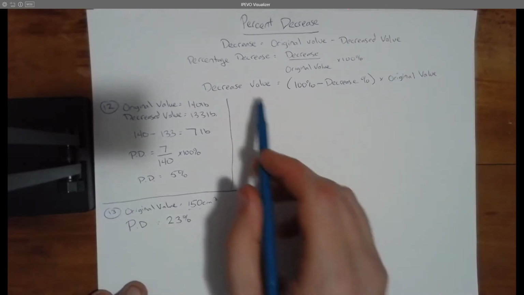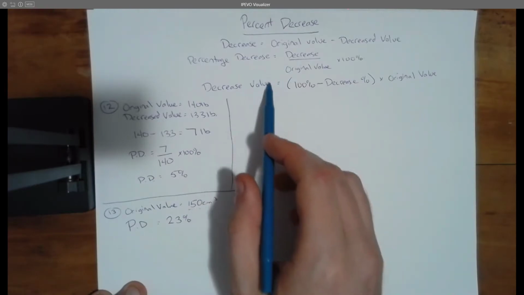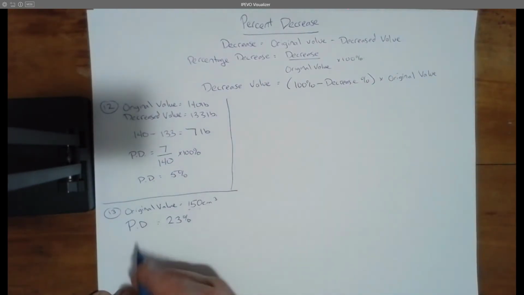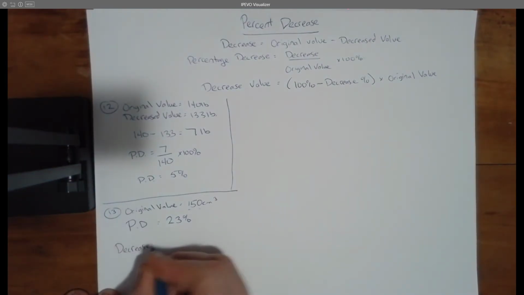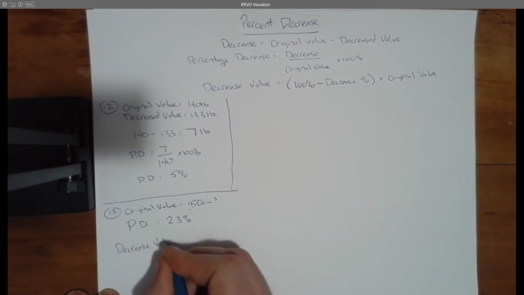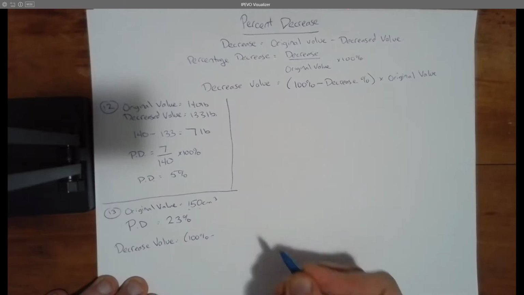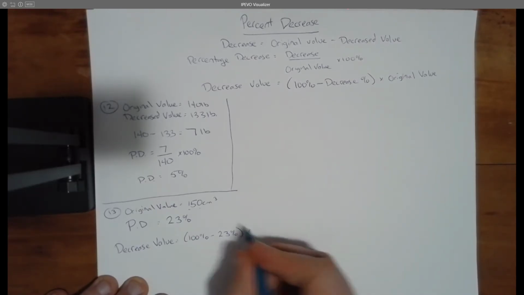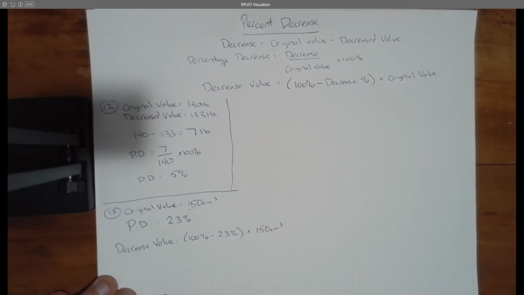Now, if we think about from last time, we showed you how there could be two methods to do that. There's a longer way and a shorter way. We're just going to do the second one this time around using this formula here. And that is, to figure out the decrease value, we take 100% minus the decrease percent, 23%, times the original value, which is 150 centimeters cubed.